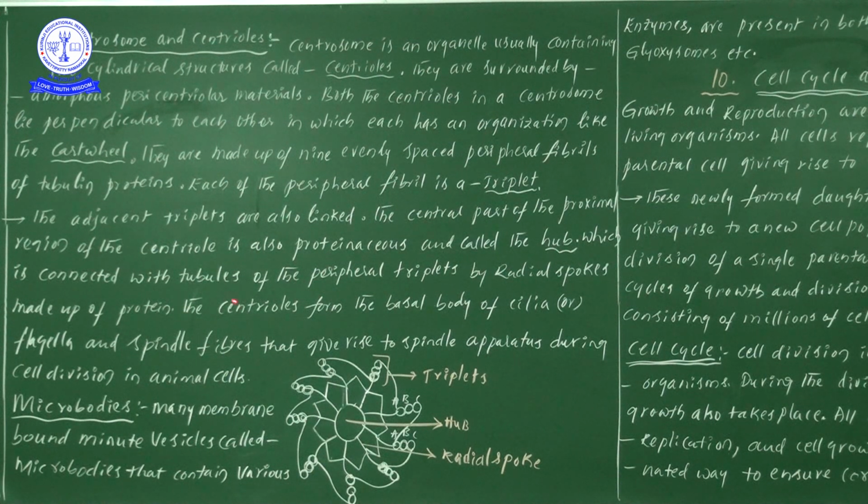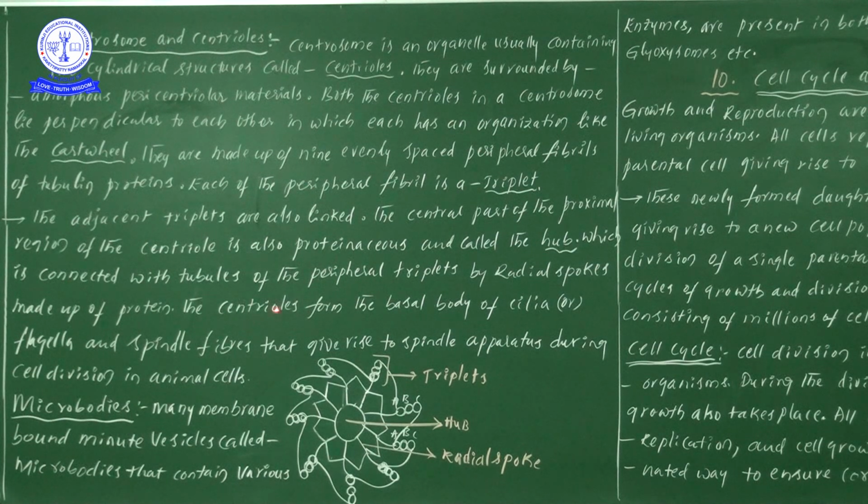Next one, which is connected by tubules of peripheral triplets. So now all the triplets are connected with the hub, isn't it? By radial spokes, so here we are observing radial spokes also. So what is the point here we can understand? Totally how many radial spokes are there? Nine radial spokes are present. So the peripheral triplets, one more time you see, are connected with the hub by radial spokes, and even the radial spokes are made up of proteins.